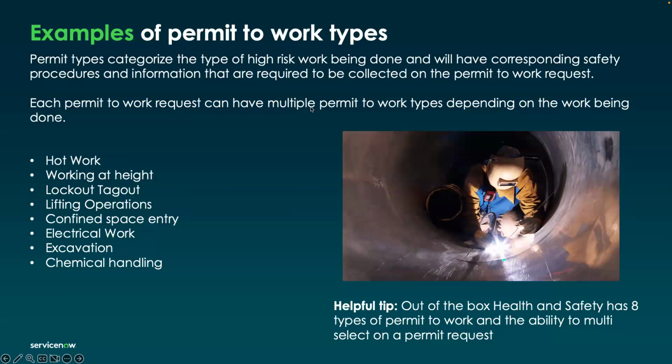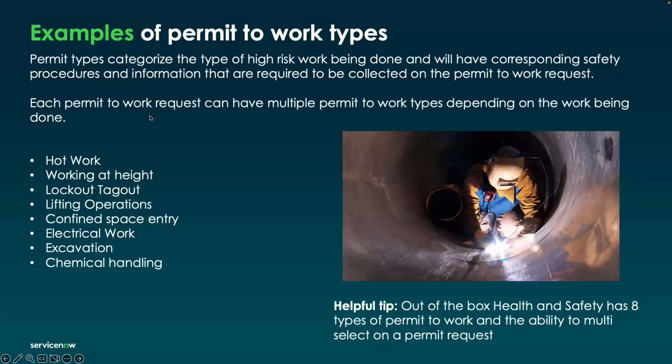So some examples of permit to work types. I think I called out that on the permit to work request, there's going to be a categorization or a type of that specific permit. And these are to categorize that type of high risk work being done. And they're going to have corresponding safety procedures and information on that request that are required to be collected. So Shana will walk through during his demo the options that we have for out of the box permit to work requests and some of the information that's needed to be collected for that permit type.